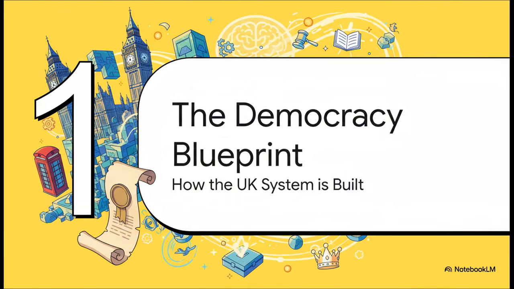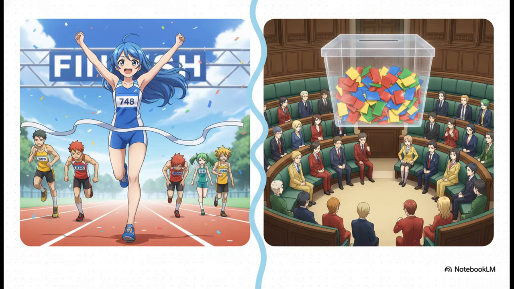Okay, let's jump right into part one, the democracy blueprint. Honestly, if you can get your head around these key ideas, everything else about UK politics will just click into place. Think of it as the instruction manual for the whole system. First things first, how we vote. In UK general elections, we use a system called first past the post. It's pretty straightforward. In your local area, it's a winner-takes-all race. Whoever gets the most votes wins the seat in Parliament.